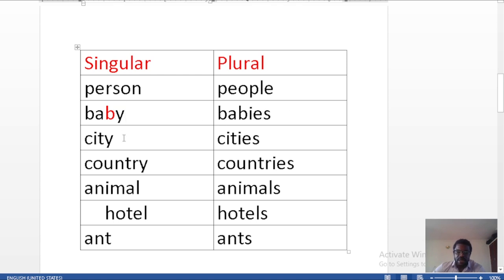So you see here, again, you have to look out for the letter that comes before the Y. In city, the letter that comes before the Y is what? Is T. And our T is what? A consonant. That is why we removed the Y and put what? I. And then we added ES.